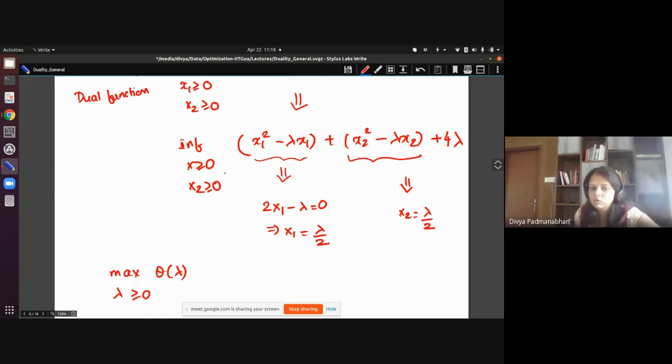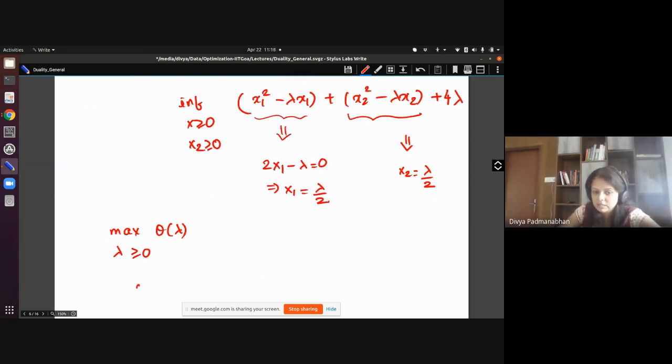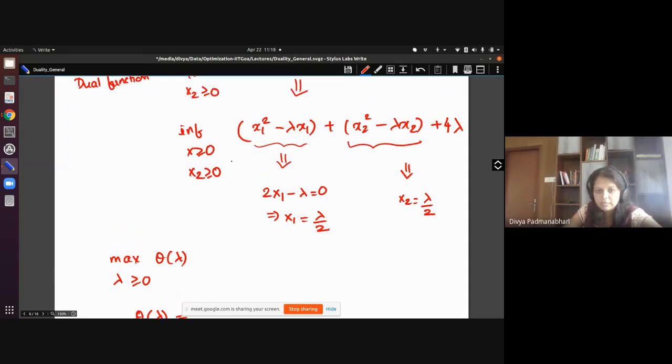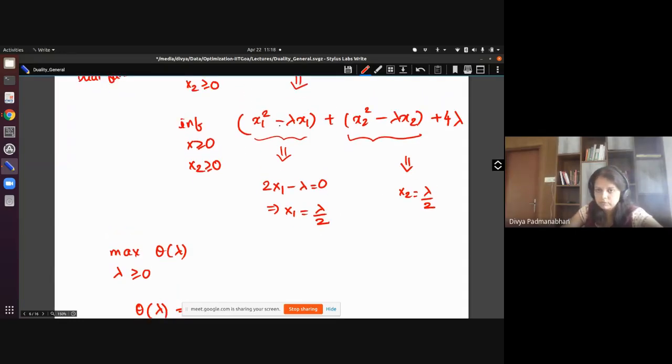Okay, so now let's write theta of lambda. Considering the optimum value of x1 is lambda by 2 and x2 is lambda by 2, can you tell me the value? Just substitute it here in this function.